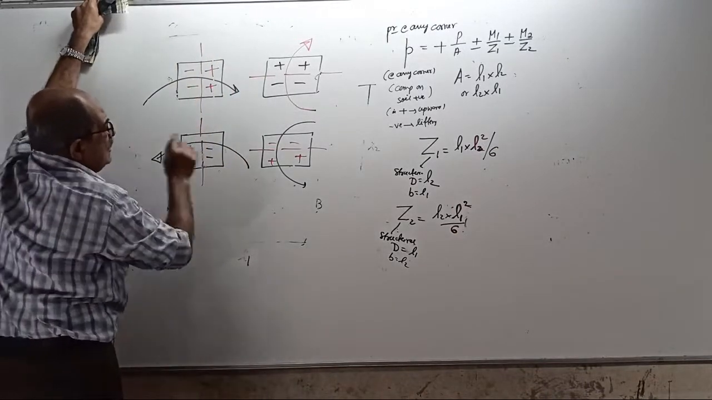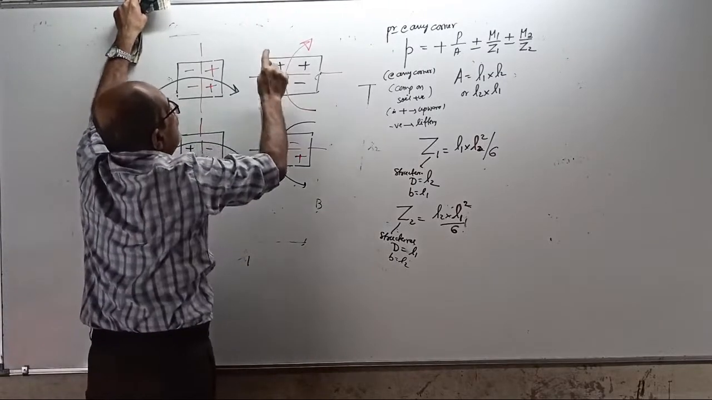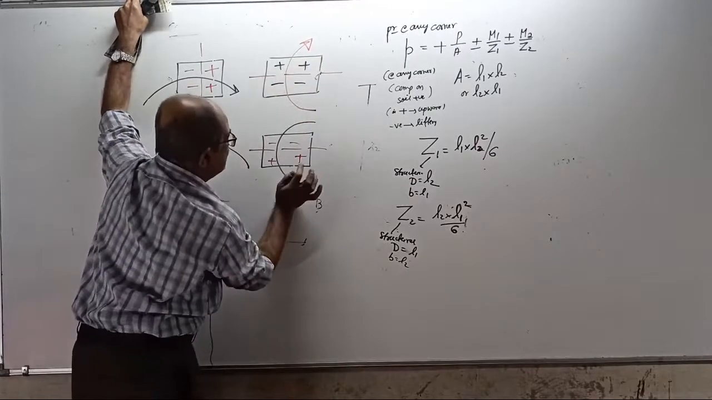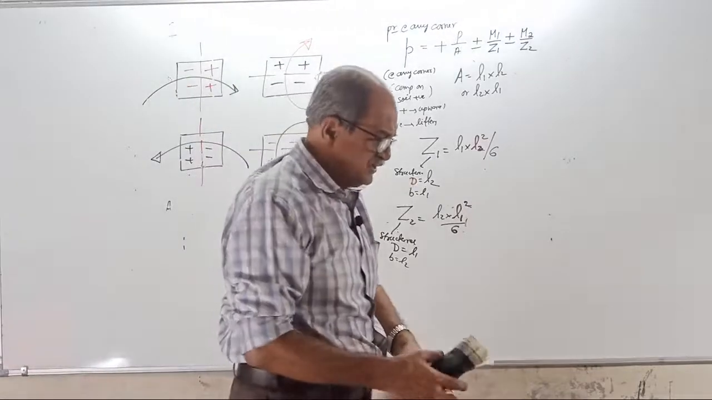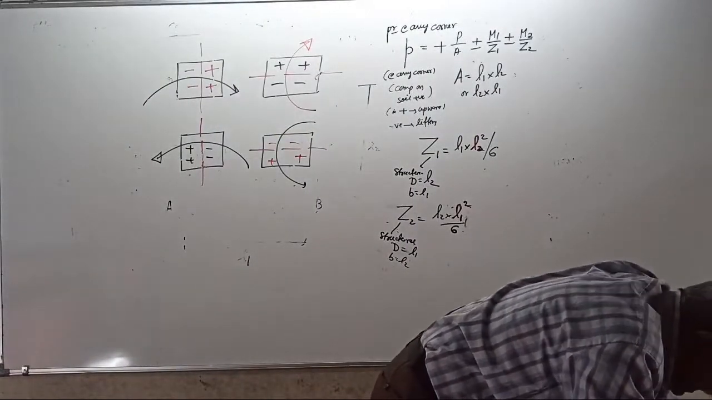See, for this moment, these two plus, these two minus. For this moment, these two minus, these two plus. For this moment, these two plus, these two minus. For this moment, these two plus, these two minus. This also crystal clear. Tell me.